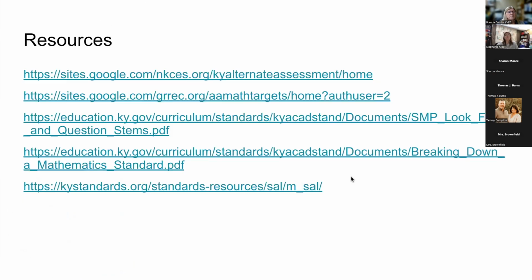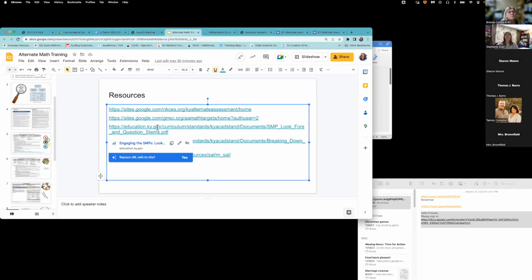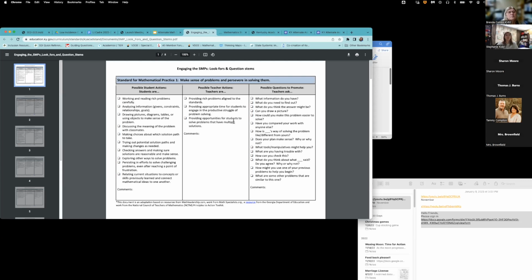I'm going to show you in the back. I'm going to actually pull it out of this because I want you to look at the look-fors. When you have questioning for your students, this is in the back on the resources. These are the standards for math practices. These are the possible student questions that go with it, the actions the student is going to take, the actions you should be taking, and questions that you can use. Many times we don't know the questions that we need to ask, so this gives us that opportunity.